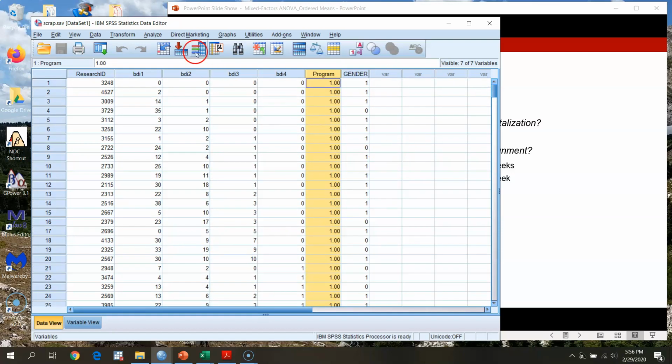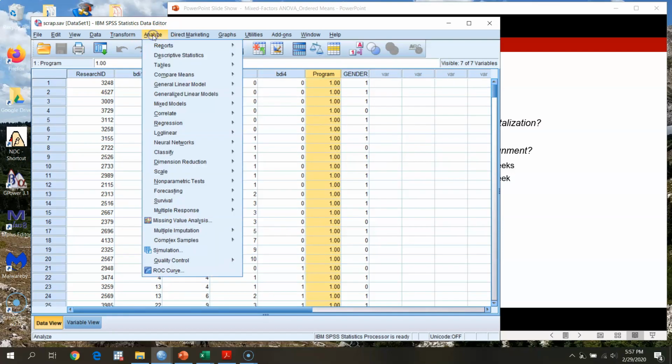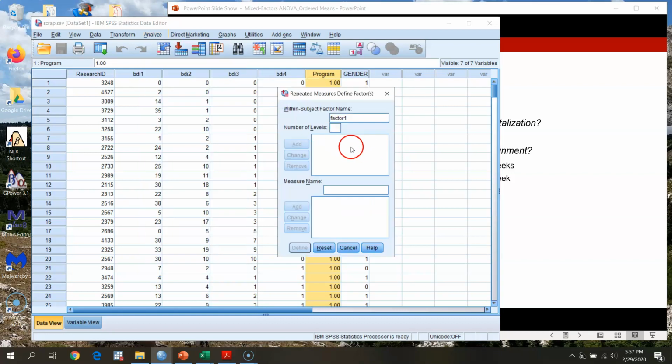Okay, so the first thing we're going to do is start off with just running our omnibus effects for our mixed factors ANOVA. So we're going to go to Analyze, down to General Linear Model, down to Repeated Measures. The first thing we need to do is identify our within subject effect. And so I'm going to call this assessment, and I've got 4 repeated measures here. So I'm going to hit Add. I'm going to hit Define.